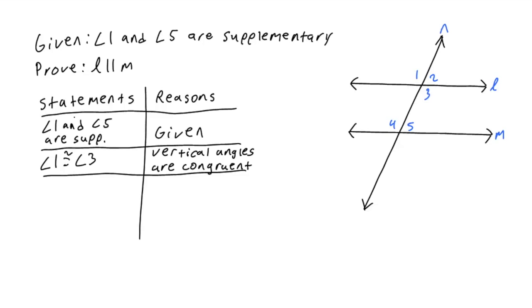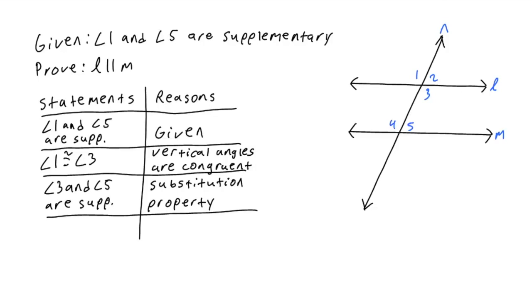So, in this statement, angle 1 and angle 5 are supplementary. We can replace or substitute angle 3 in for that, because angle 1 and angle 3 are the same. So we just rewrite this statement with angle 3 instead. Angle 3 and angle 5 are supplementary. And the reason? Well, we substituted angle 3 in for angle 1. So we use the substitution property.